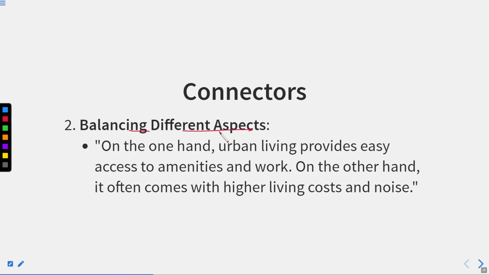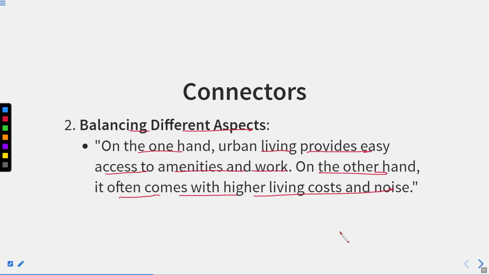Now, balancing different aspects. On the one hand, urban living provides easy access to amenities and work. On the other hand, it often comes with higher living cost and noise. Now, obviously, if there is urban living, it means people come from villages or rural areas to urban areas to live over there. It means in the city, they are provided with easy access to amenities and work.